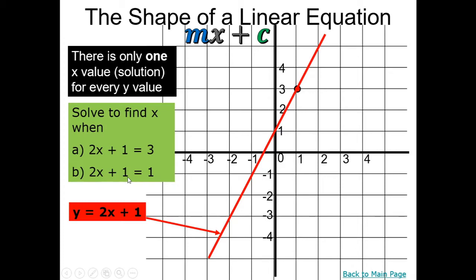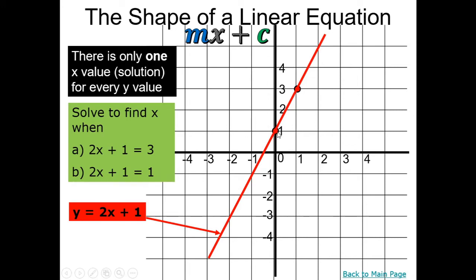2x plus 1 is equal to 1. And y is equal to 1 on this line here at this point. That's the point (0, 1). There is only one possible x value that I could substitute in here to make this equation equal to 1. And you can rearrange it algebraically to see it, or I can see it directly on my graph there.